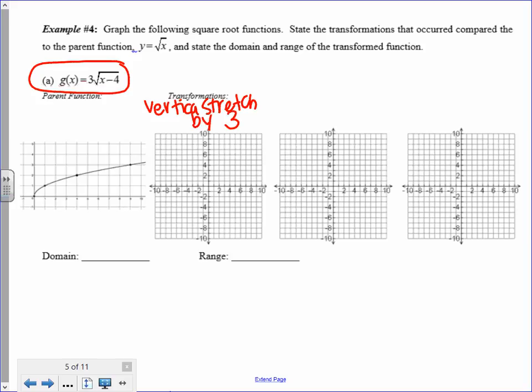Then let's see if there's another one. I go inside the parentheses. It says x minus 4. What does minus 4 in the parentheses mean?